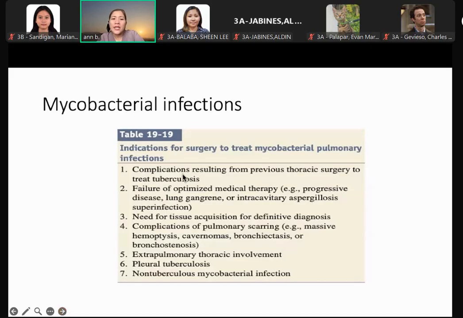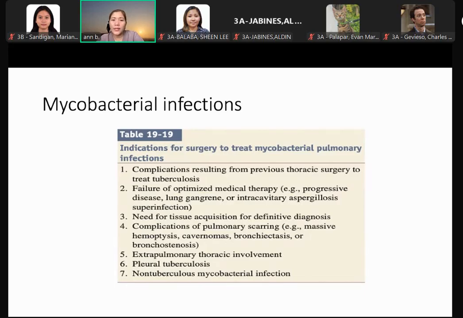So, indications for surgery to treat mycobacterial pulmonary infections. As I say, pulmonary TB is medically treated, but in some cases there are patients who are really symptomatic and need surgical intervention. So that's why we have here the indications for surgery to treat pulmonary mycobacterial infections.